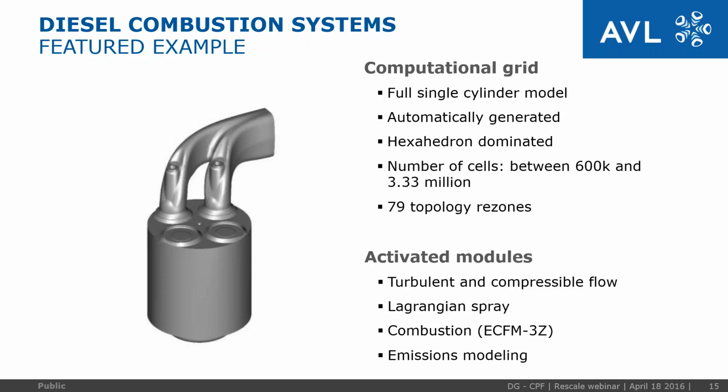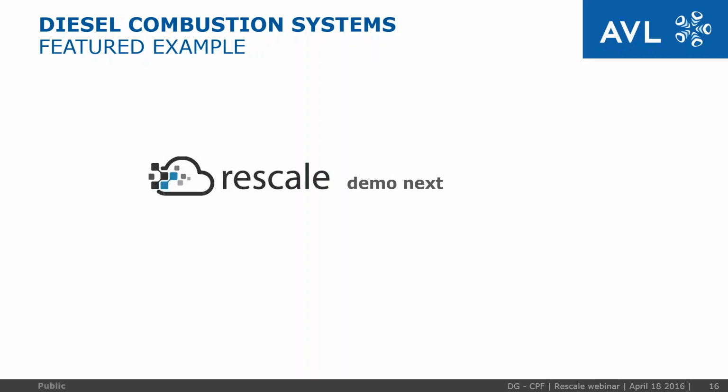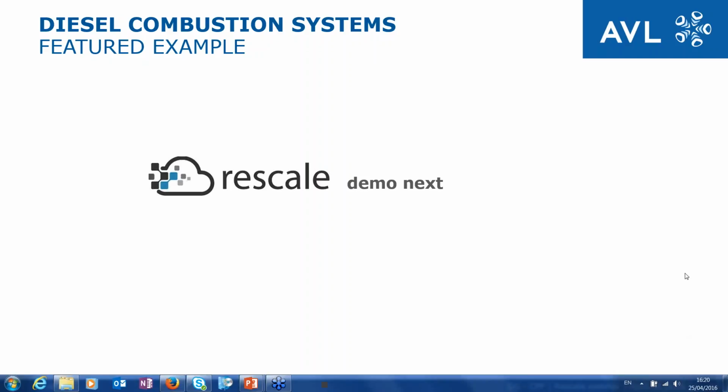And a couple of details: we use, of course, turbulent and compressible flow, Lagrangian spray for mixture formation, the ECFM three-zone model was used for combustion modeling, and of course the emissions model has been activated. This concludes my introduction about the problem which was used for running AVL Fire, illustration on a Rescale platform. I would now hand over to Mulyanto to speak a little bit about how this is done.